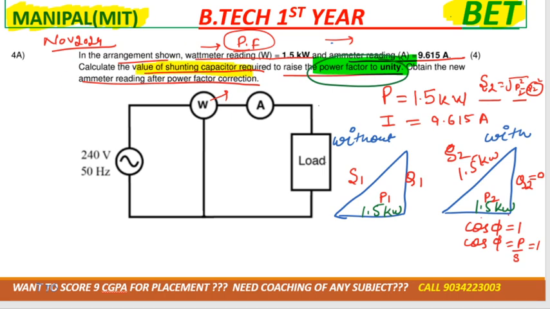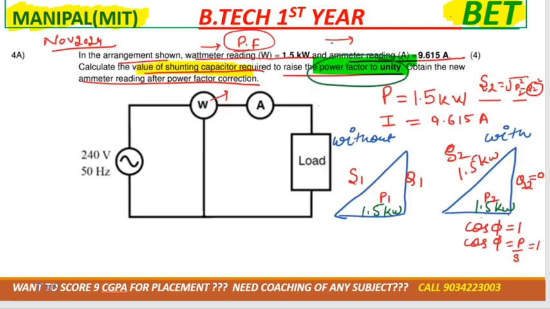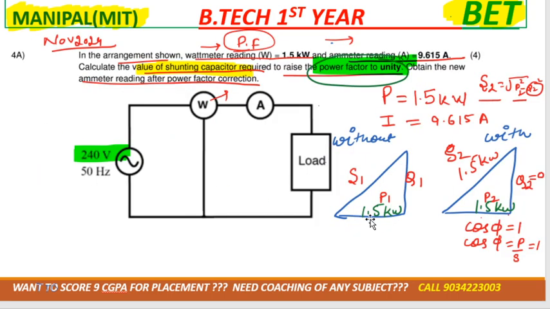We need to calculate the capacitor. For capacitor, I told you this formula. We need C. For C, we need to calculate Xc. For Xc, we should have the value of Q1 and Q2 and the voltage, right? Voltage they have already given, that is 240 volt. So we already have voltage 240 volt. Xc we need to calculate. Q2 we have calculated, that is 0, or it can be Q1 minus Q2 also. So Q2 we have 0. Now our focus is to calculate Q1, right? First tell me, understood up to here?